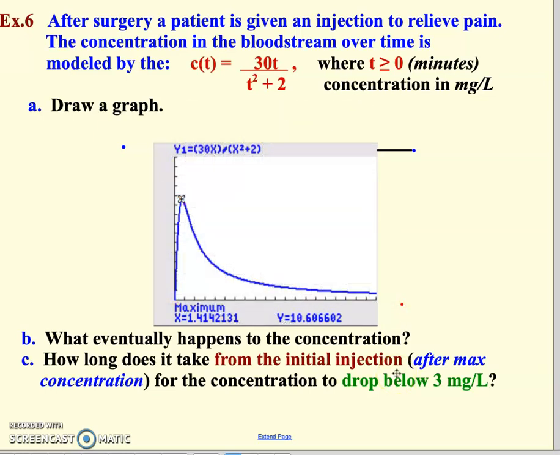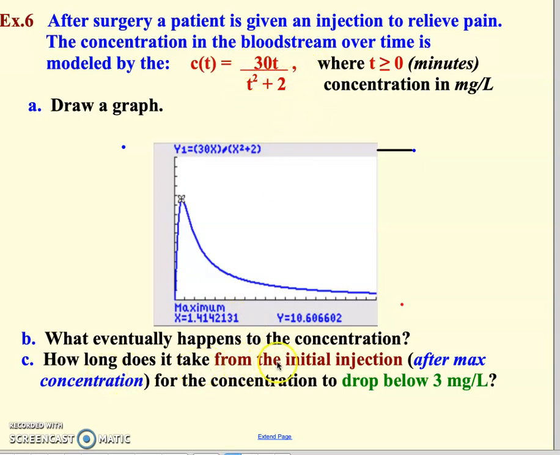Now, the last part of this question is actually saying two things, I guess. I kind of threw in an extra question, the max, but what eventually happens to the concentration over time? Well, it's going to approach 0. If you think about it, this has a horizontal asymptote of y equals 0, or in this case, milligrams per liter equals 0, because eventually I'll use it up. There'll be nothing left in my bloodstream.